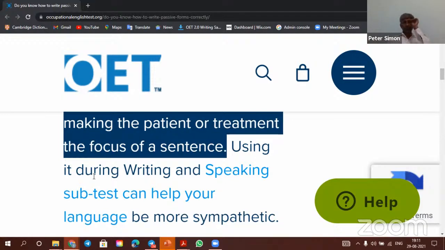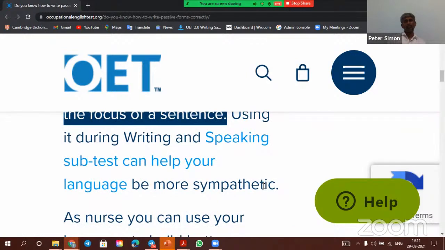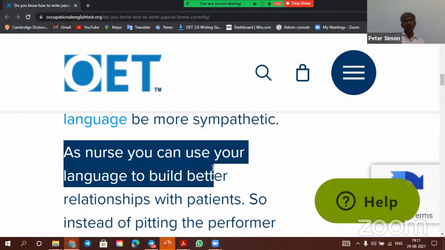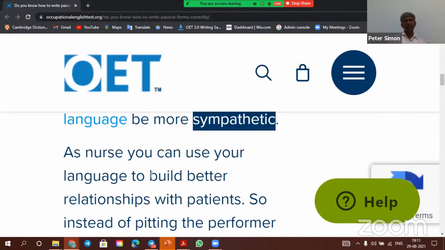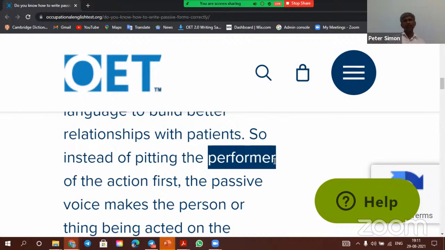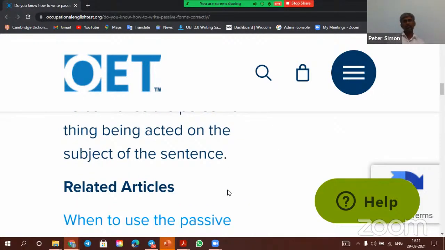So, many people don't understand the importance. It can help your language be more sympathetic. Sympathy, apathy, all these words. As a nurse or as a doctor, you can use your language to build better relationships with patients. So when you are sympathetic, you will build better relationships with the patients. So instead of putting the performer who is doing the action first, passive voice makes the person or thing being acted on the subject of the sentence.